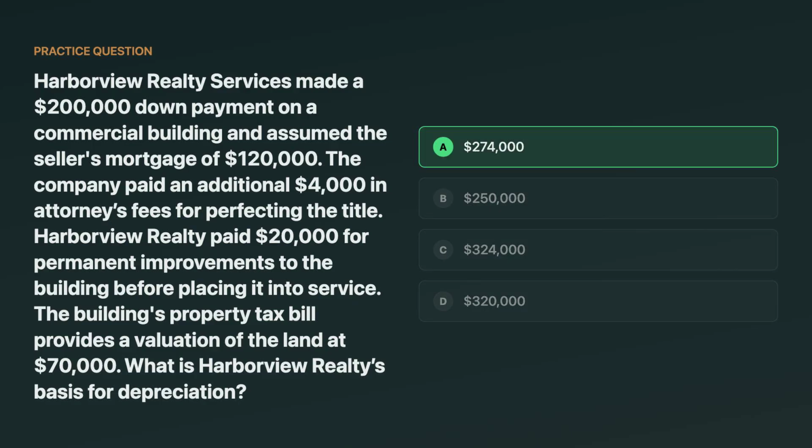The correct answer is $274,000. Start with total cost basis, $200,000 cash, plus the $120,000 assumed mortgage, plus $4,000 title legal fees, plus $20,000 improvements before service. That's $344,000. Then allocate out the non-depreciable land, subtract $70,000, you get $274,000 depreciable basis. A tempting wrong answer is $344,000 because people forget land isn't depreciated.